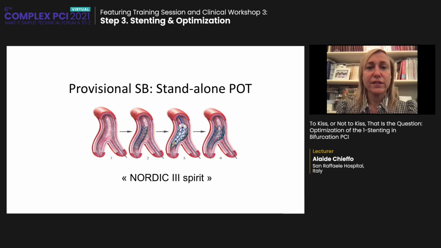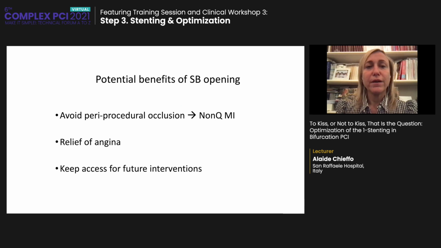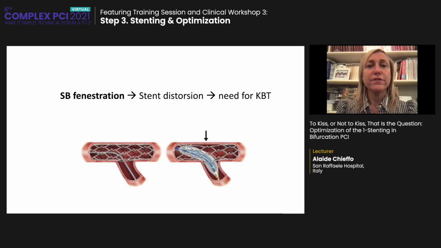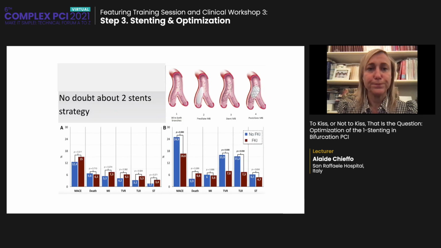For provisional side branch standalone POT, this is the Nordic 3 Spirit. The potential benefits of side branch opening are avoiding periprocedural occlusion and non-Q-wave MI, relief of angina, and keeping access for future interventions. Side branch fenestration, however, can have as a consequence stent distortion and the need for kissing balloon inflation. There is no doubt about the importance of kissing balloon inflation in a two-stent strategy.